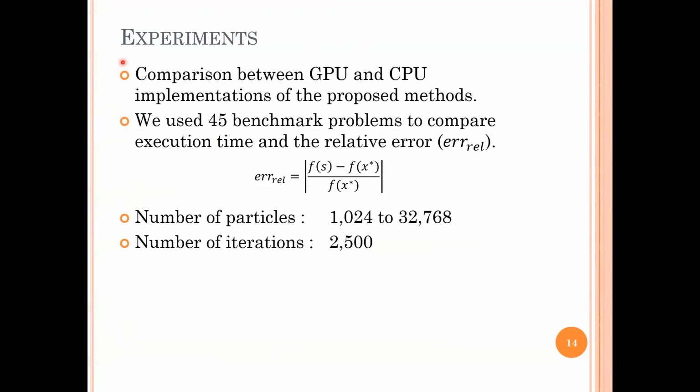I'd like to explain the experiments. We compared between GPU and CPU implementation of the proposed method. We used 45 benchmark problems to compare execution time and the relative error. The relative error is defined by this equation. Number of particles were 1024 to 32,768. Number of iterations were 2,500.